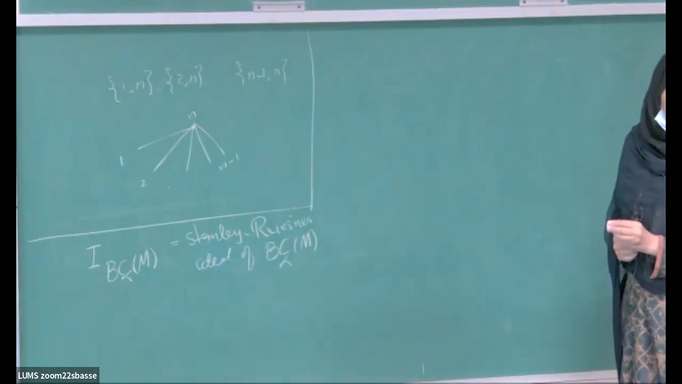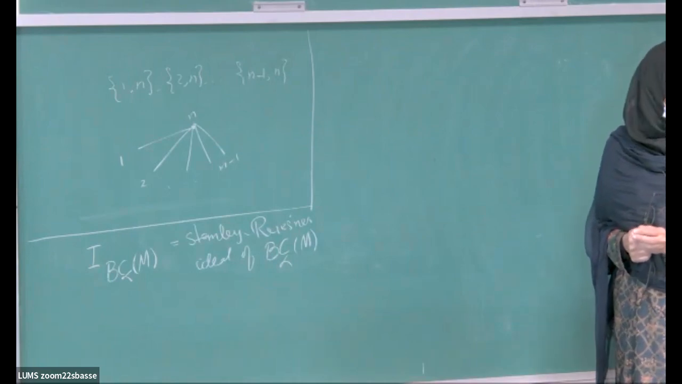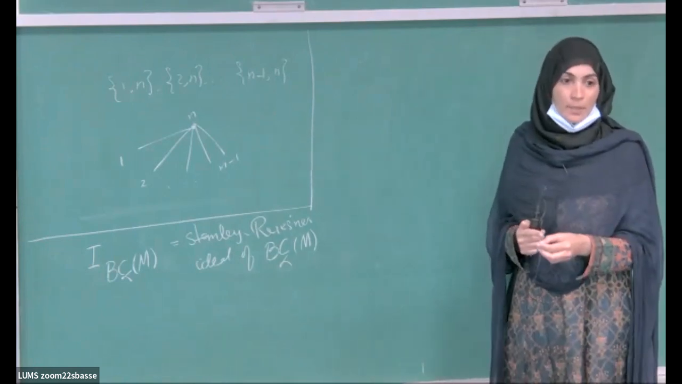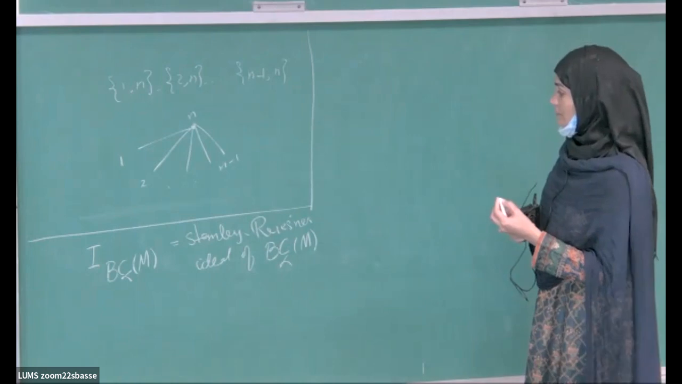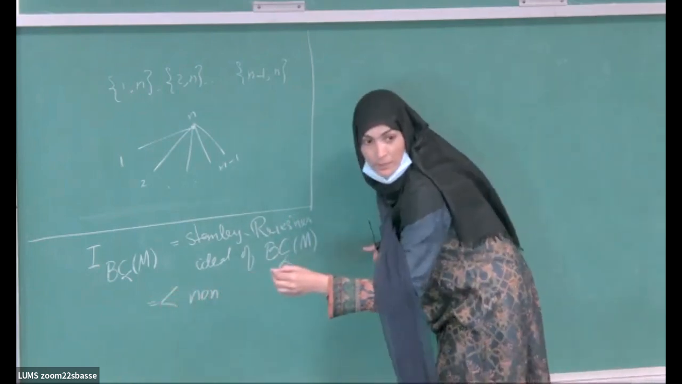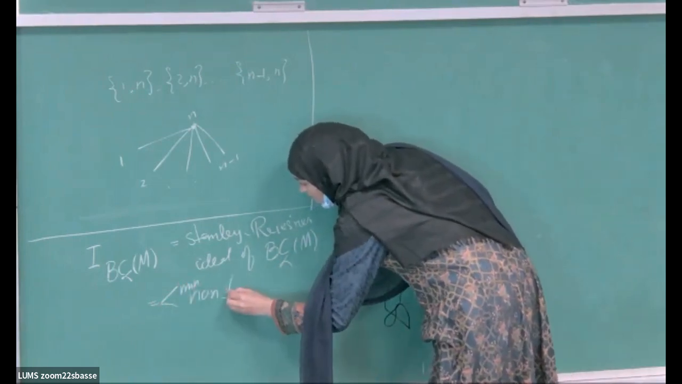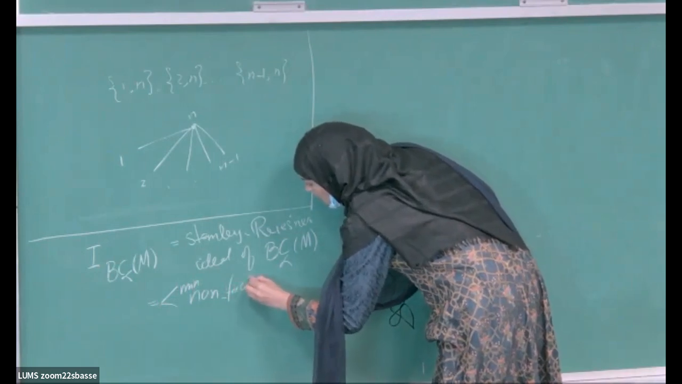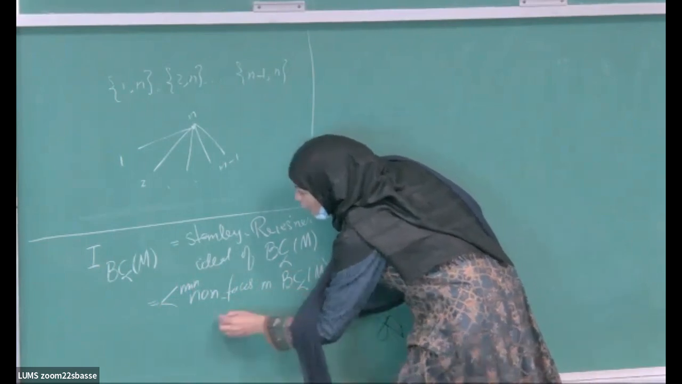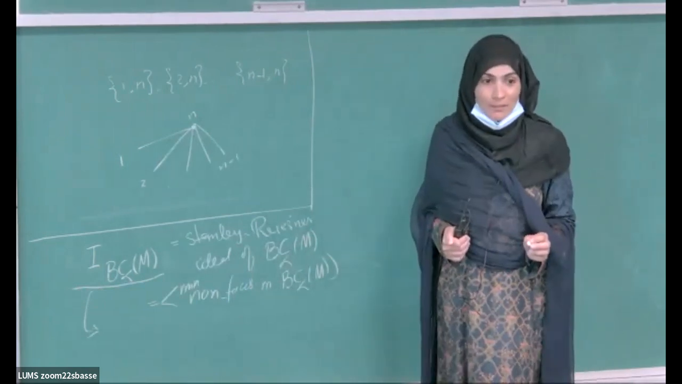And what is that one? It's generated by, do you remember, those which are not inside, the non-face elements. This is just generated by the minimal non-faces of this simplicial complex. And you know about this ideal that it is always a monomial one, right?